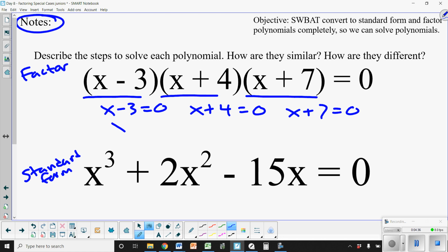So if we add 3 to both sides, we get x equals 3, x equals -4. And if we subtract 7, we get x equals -7. And remember, we can write this with this notation.